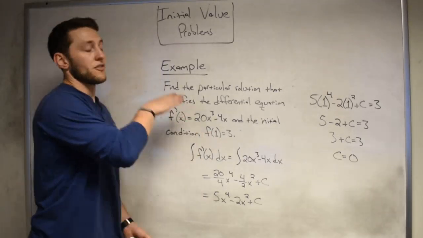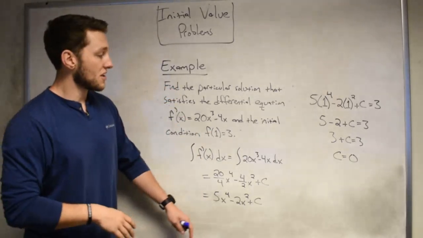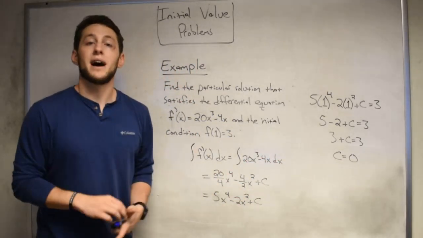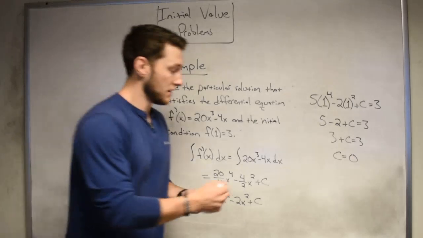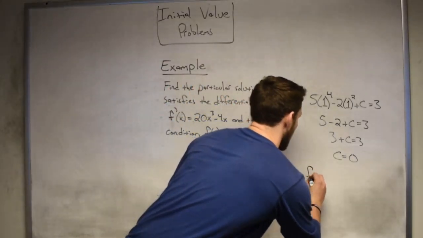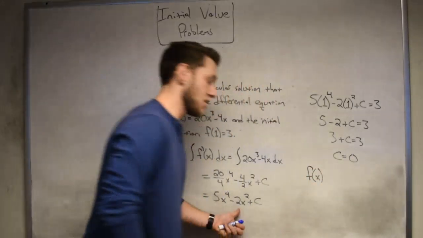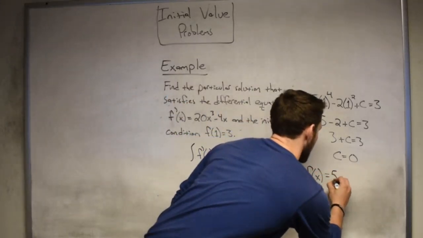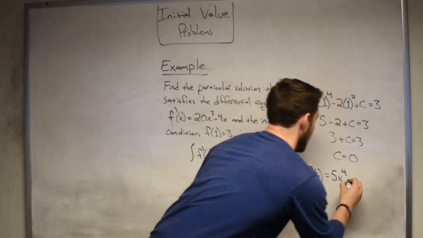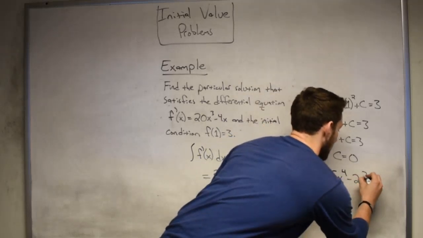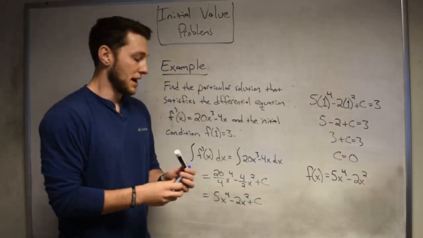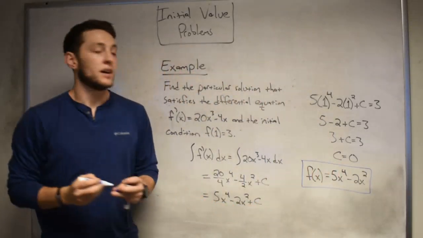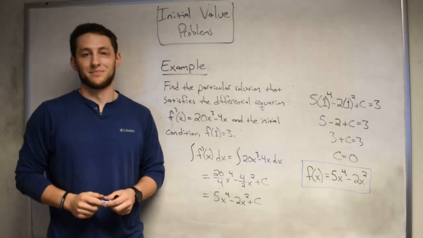Now, since they're asking for a particular solution, they're not just saying get your hands on c and get your hands on the general. They're saying combine that into an actual function. So my answer is actually just this thing with c plugged in. Or f of x is equal to 5x to the 4th minus 2x squared plus 0, but we don't need to write that as always. And that'll do it for this initial value problem.